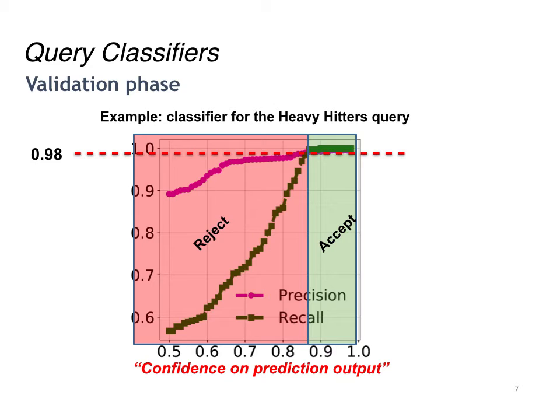In other words, the classifier results are accepted only when the confidence is high and the accuracy requirements on the queries are satisfied. This method builds on the empirical observation, as shown in this figure, that the higher the confidence on the prediction output, the higher generally the classification accuracy.